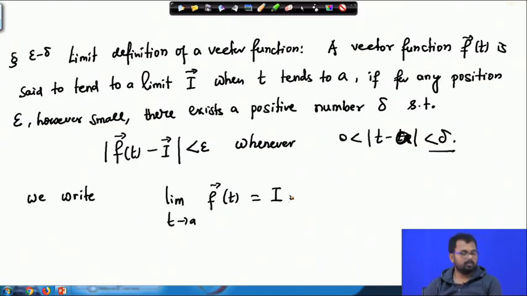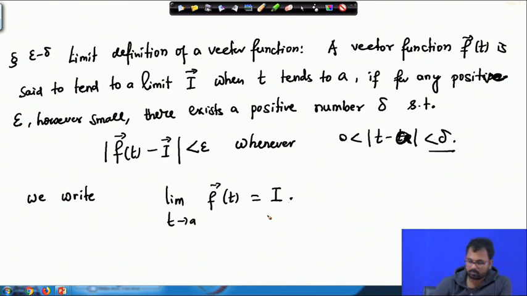So, this is basically our epsilon delta definition for the limit of a function. If we say that the function f has a limit, let us say l, as t tends to a, then for every positive epsilon however small, there exists a positive number delta such that the norm of f(t) minus l is less than epsilon whenever |t minus a| is less than delta, and we write limit t goes to a of f(t) equals l. So, this is how we define the limit of a function using the epsilon delta definition.